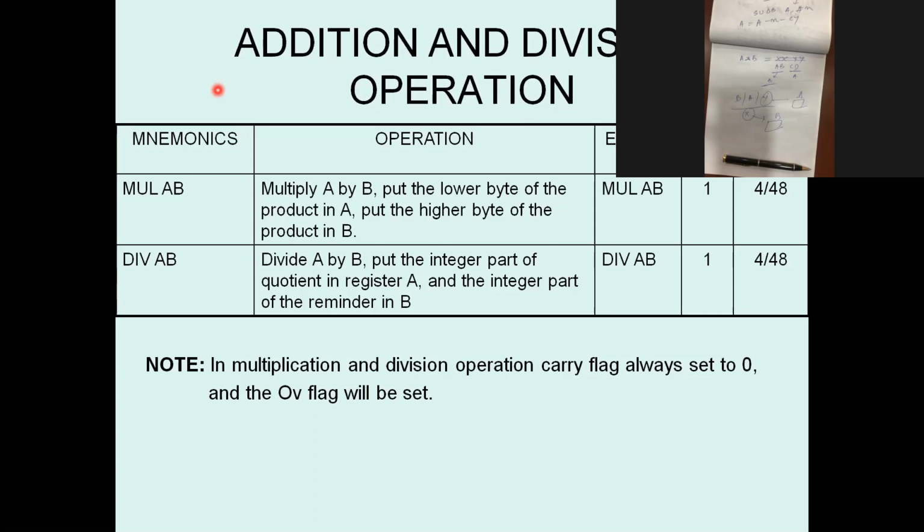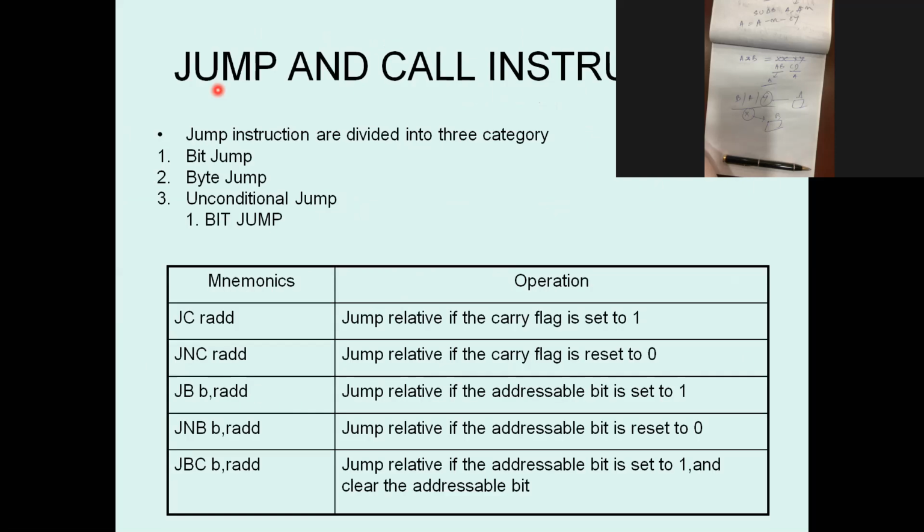I will give you the assembler. You can write down the program, and after that the hex code will be generated automatically. If there is any problem, it will be shown to you. Next is JC, relative address.